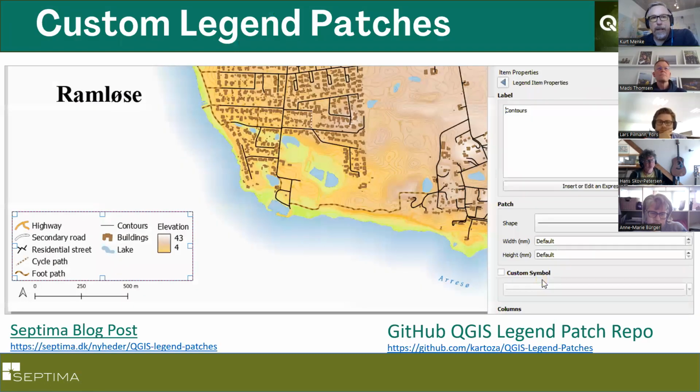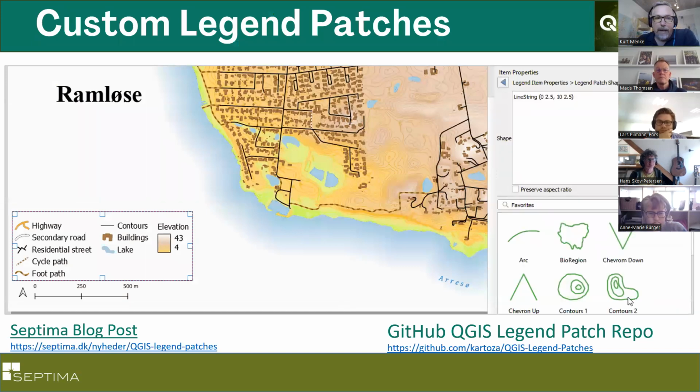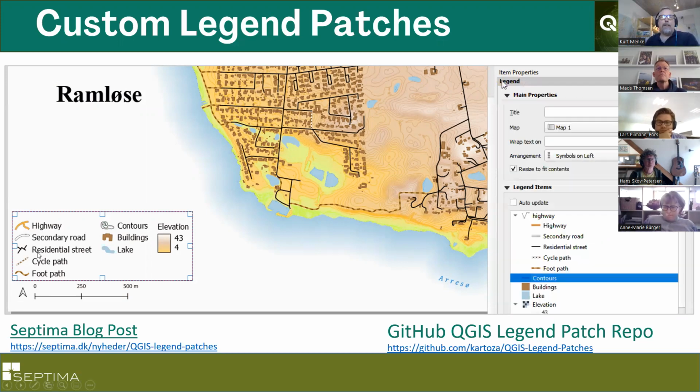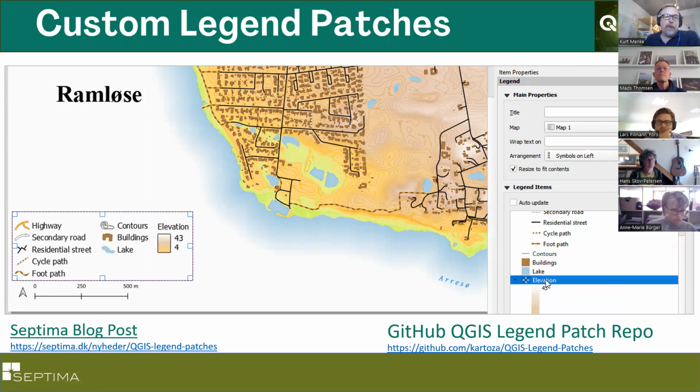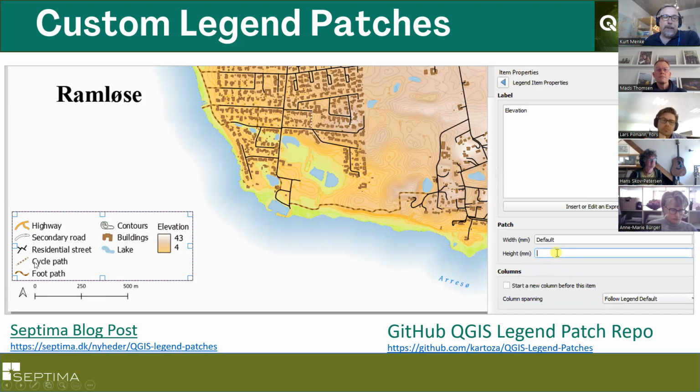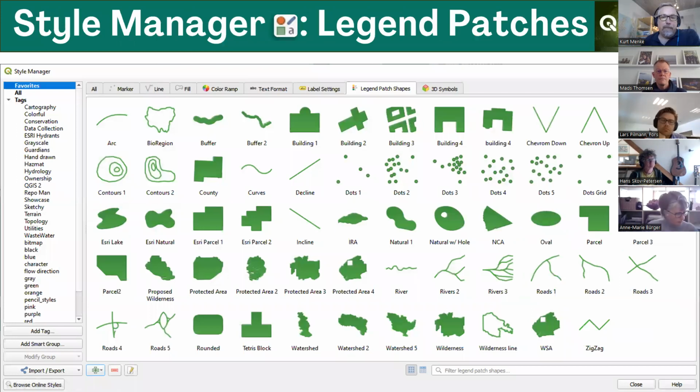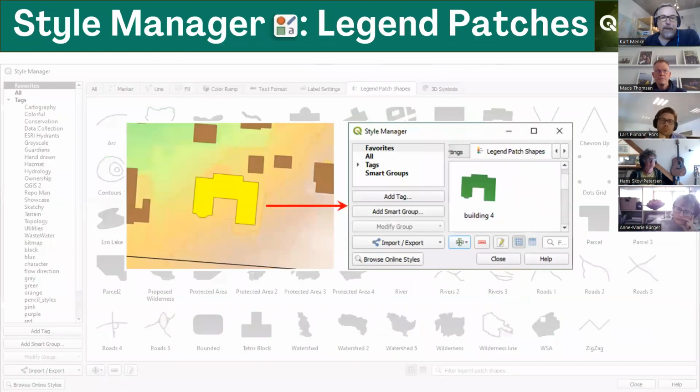So we're going to start this morning looking at custom legend patches. And these will really elevate any map, because instead of just having a point, a line, or a rectangle for your features on the legend, you can use patch shapes which really look like the actual features on the map. In fact, you can create your own custom legend patch shapes from actual features on the map, which is fantastic. So we're going to look at that this morning.